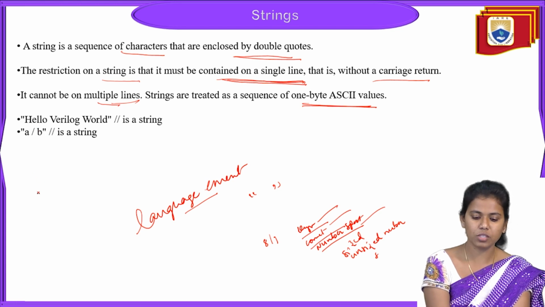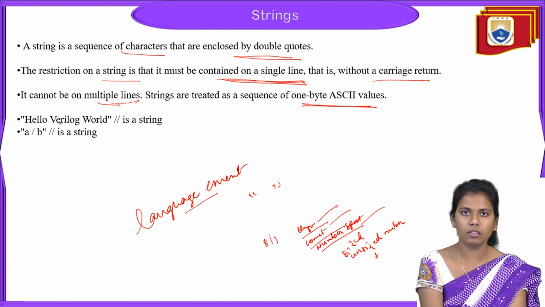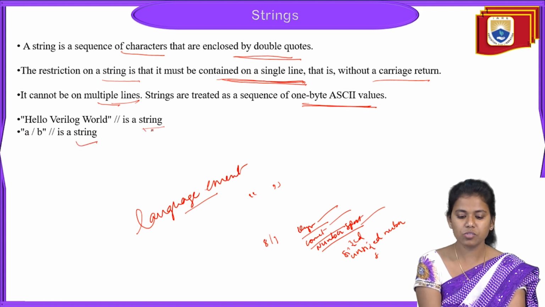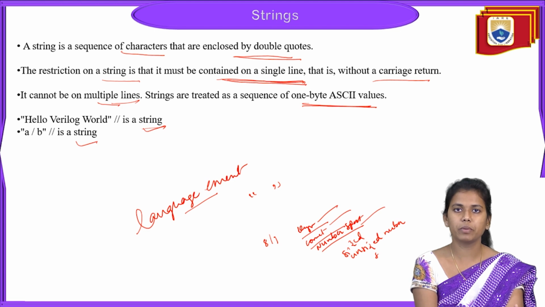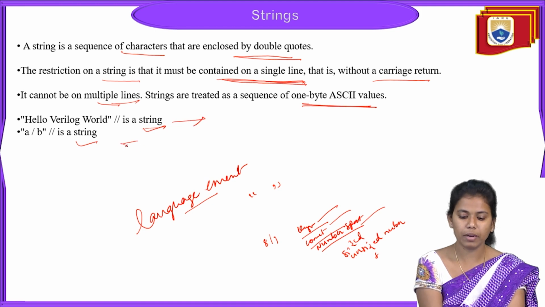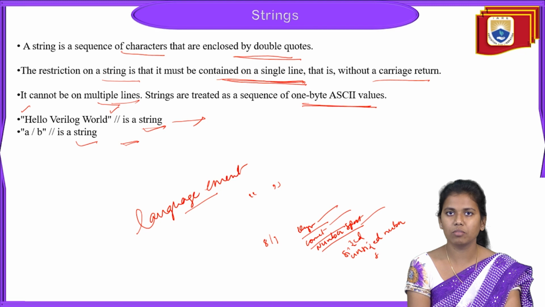In the example, you see they are enclosed by double quotes. Here the words "hello Verilog world" form a string because this sentence is quoted in double quotes. Also, "A/B" in double quotes is a string. The important point to remember is that a string must be on a single line, not on multiple lines, and the characters enclosed must be in double quotes. So this is all about the string.